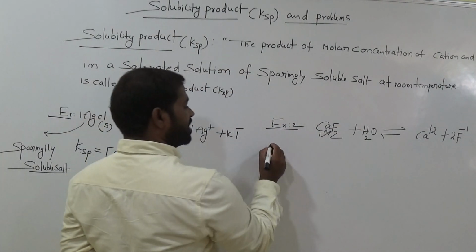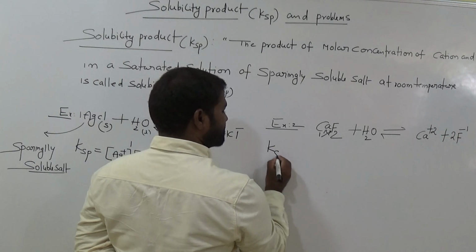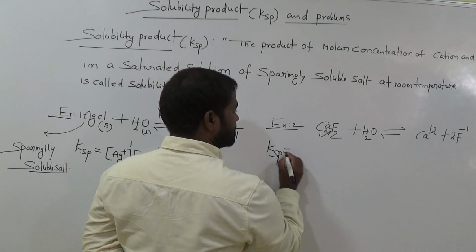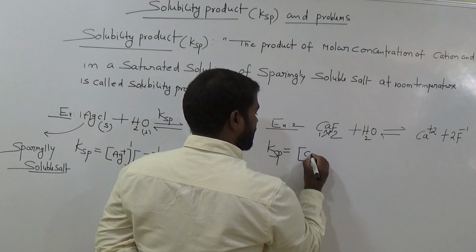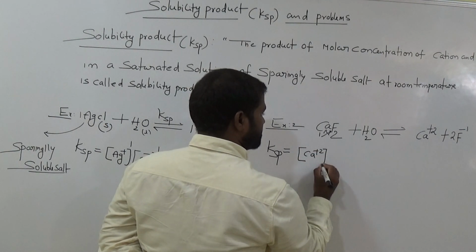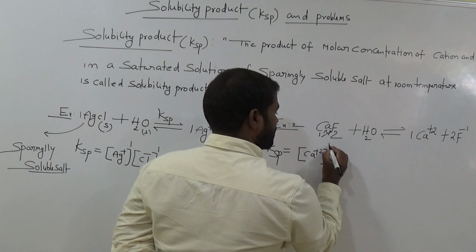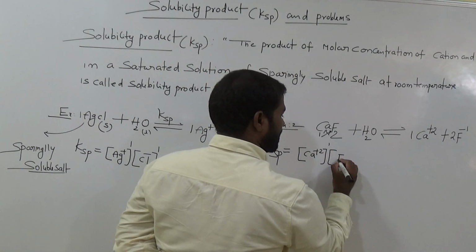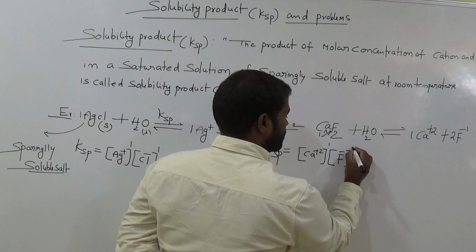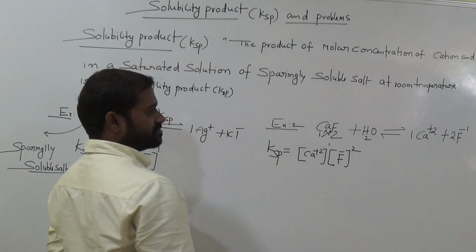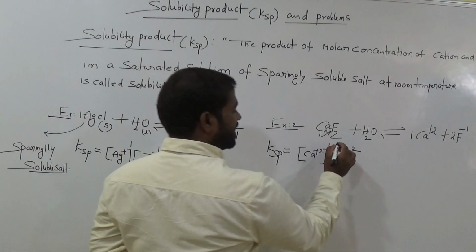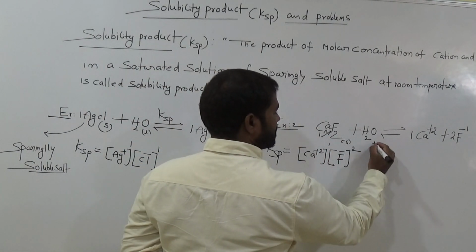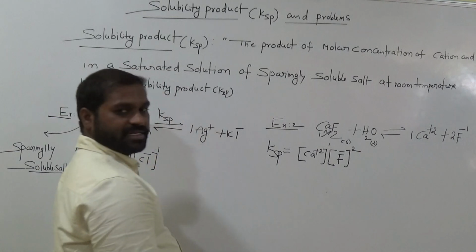Now write its solubility product expression for the above. Ksp is equal to how much? Molar concentration of Ca plus 2, what is the coefficient? 1, into molar concentration of F minus, what is the coefficient? 2. Clear? F minus squared. This is the expression. Here it is solid and here it is liquid. Is it clear?